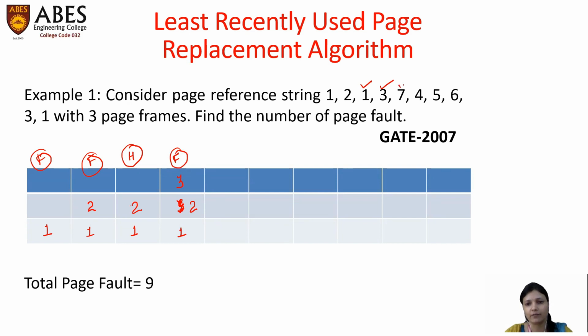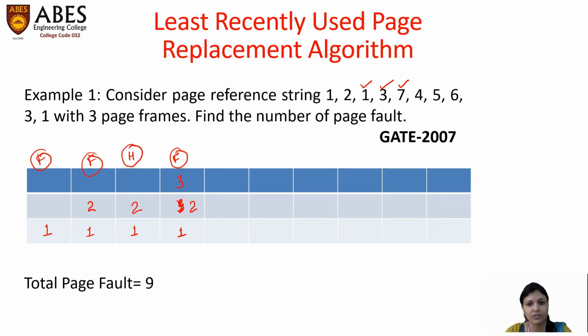Next value is 5. Sorry, 7. So now we need to replace a page with 7. We are using the least recently used page replacement algorithm here. So out of these 3, we have to select the least recently used page. Out of 1, 2, 3, which is the least recently used page?